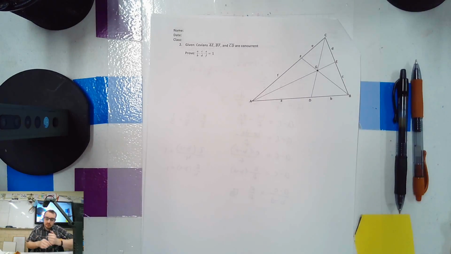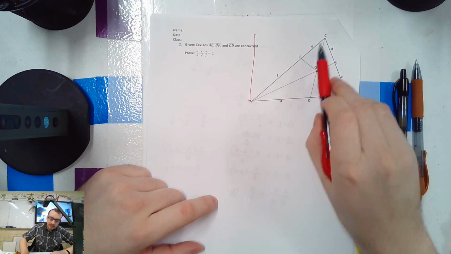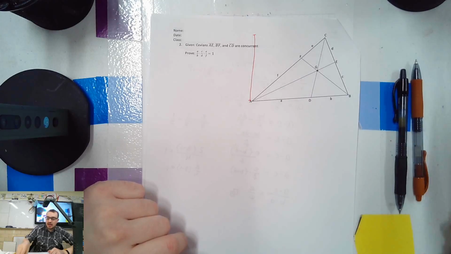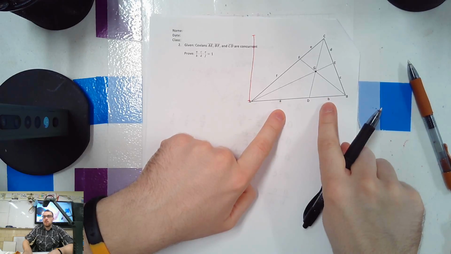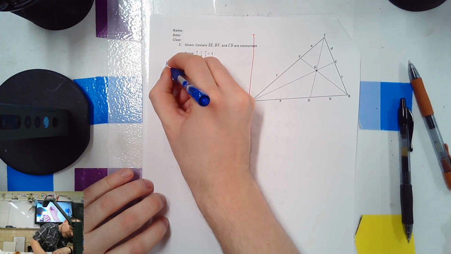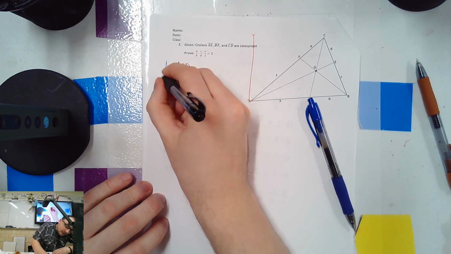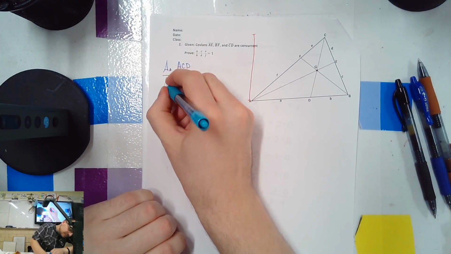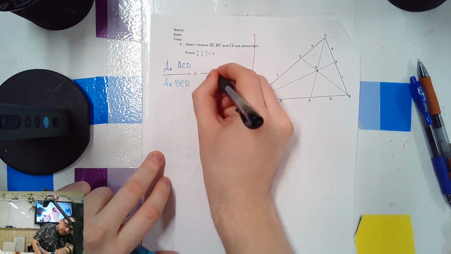So, here's what we're going to do. Notice that these two triangles, triangle ACD and triangle BCD, they have the same height, right? And we know from our second lemma that if they have the same height, then their areas are going to be proportional to their bases. You guys remember that at all? So I'm going to call this one on the left the blue triangle. So I'm going to say area of triangle ACD over this guy, area of triangle BCD, because they have the same height, will be proportional to their bases.